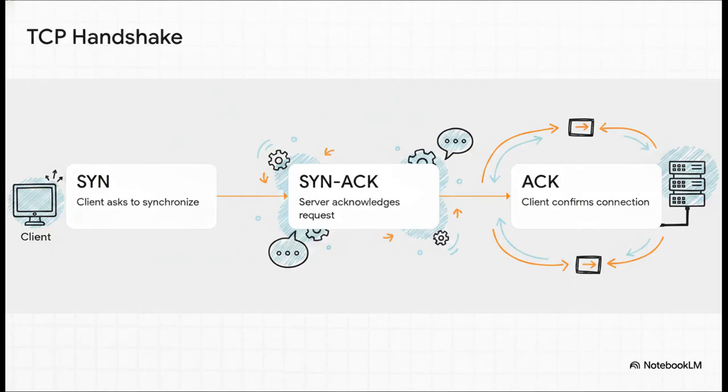What's next? Well, the client and server don't just start throwing data at each other immediately. They establish a reliable connection using what's called a three-way TCP handshake. It's basically a highly structured three-step greeting. The client sends a SYN packet, basically saying, "Hello, I'd like to synchronize." The server replies with a SYN-ACK, which means, "I hear you, are you there?" And the client finishes with an ACK saying, "Yep, I'm here, let's talk."